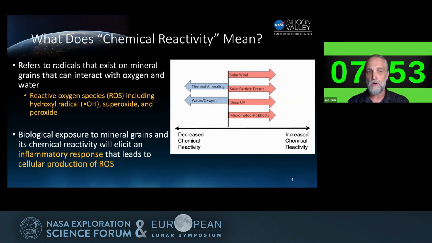Biological exposure to mineral grains and their chemical reactivity will elicit an inflammatory response that leads to the production of reactive oxygen species in the cell itself. So we have explored ways to bake material or expose it to water and oxygen to decrease its chemical reactivity. And of course, the other phenomena in the lunar environment enhance it, as mentioned before.